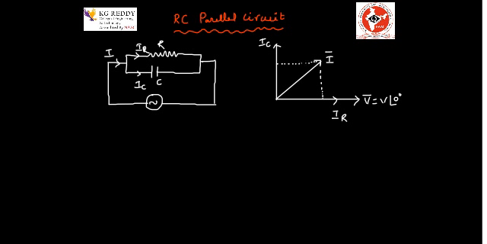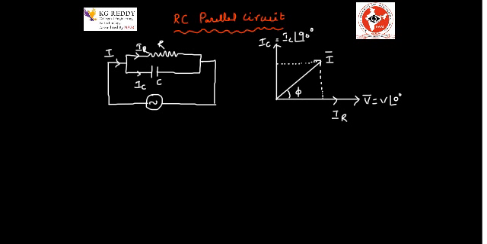At the same time, this is IC, leading by 90 degrees. I will take the angle of the resultant as phi, leading by some angle. We don't know phi yet. It is decided by the resistance and the capacitive reactance present in the circuit.